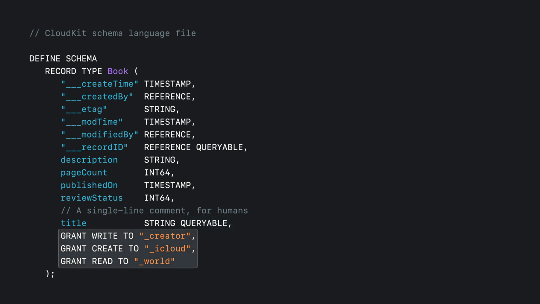Below the field definitions are the security role settings for the record type. This is where permissions can be granted to each named security role, like for each of these 3 built-in system security roles here. Creator includes only the user that created the record, World includes all users, and iCloud includes any authenticated user. Note that in CloudKit schema language, you can include both single and multi-line comments to make the schema files even more readable for you and your team. Comments will be ignored by the CloudKit server when the file is processed, so feel free to put comments wherever you'd like.